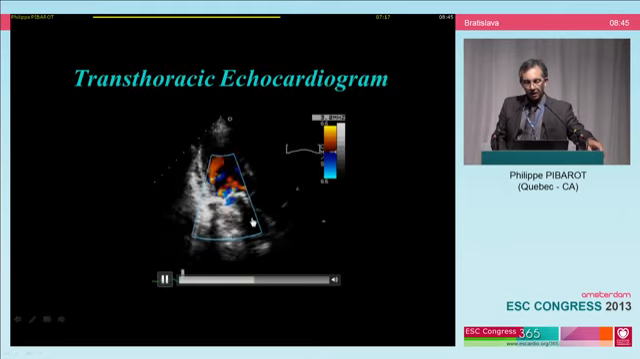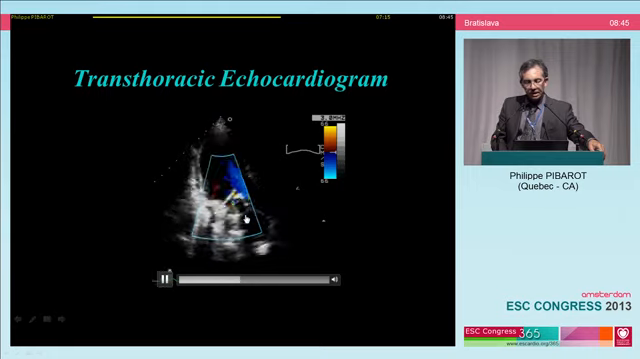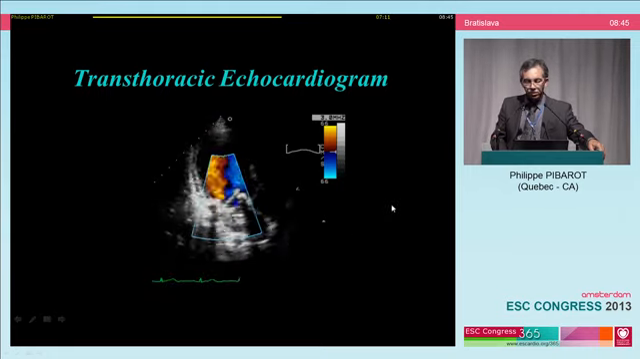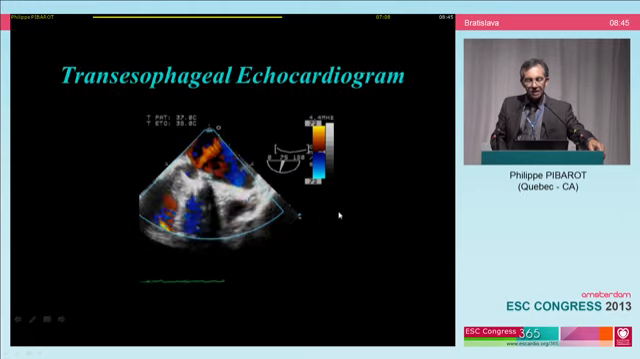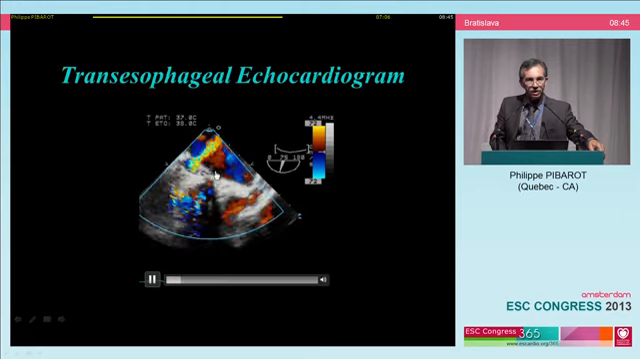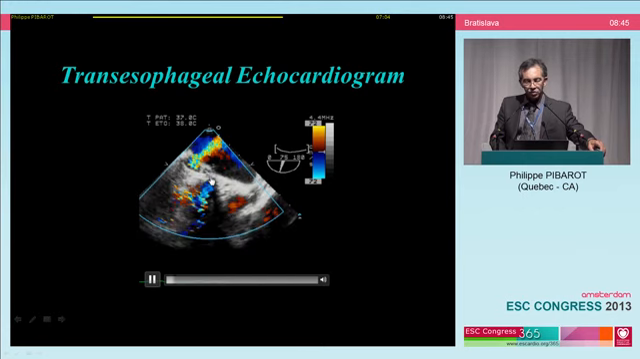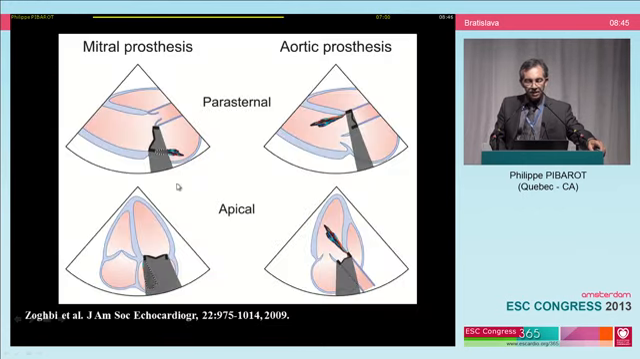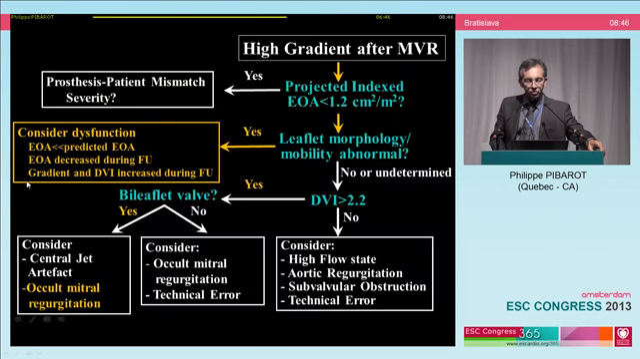And going back to TTE with color, you see only a trace of regurgitation across this prosthetic valve. But if you do the TEE now, this is a different story, and you see a much wider jet. So it's at least moderate AR. This is just to emphasize that the mechanical valve in a mitral position may cause a shadowing over the left atrium, and it may occult partially or totally the regurgitation. So when you have a doubt, it is important to do a TEE.